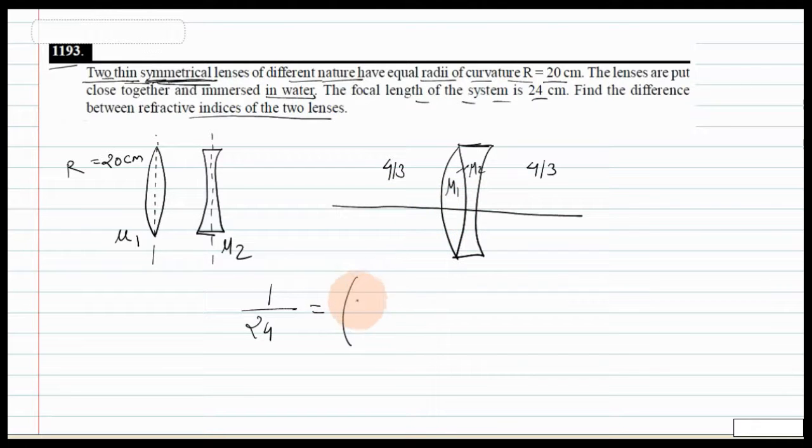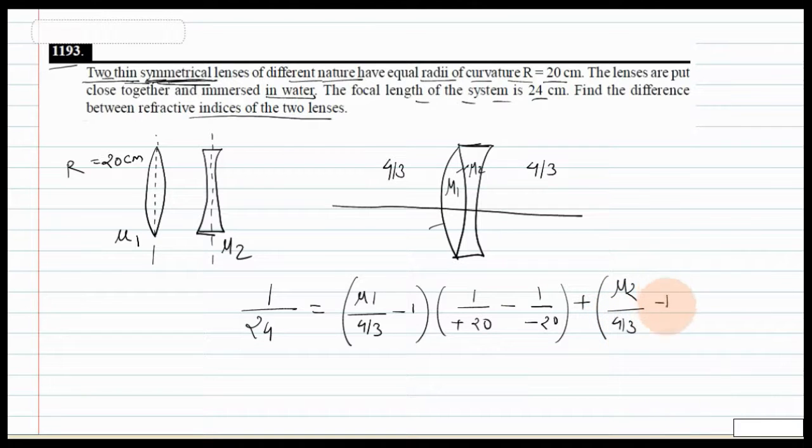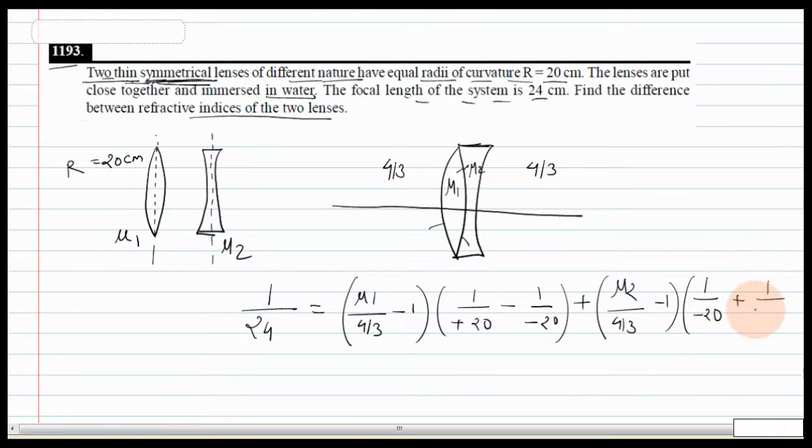The focal length of the first lens will be 1/f1 = (mu1 divided by the medium's refractive index minus 1) times (1/r1 minus 1/r2). Now the radius of curvature of the first surface should be plus 20, and the radius of curvature of the second surface should be minus 20. This should be 1/f of the first lens plus 1/f of the second lens, which will be (mu2 by 4/3 minus 1) times (1/r1 minus 1/r2). Now the radius of curvature of this surface will be negative, minus 20, and the radius of curvature of the second surface will be plus 20, and there should be a minus sign in between.